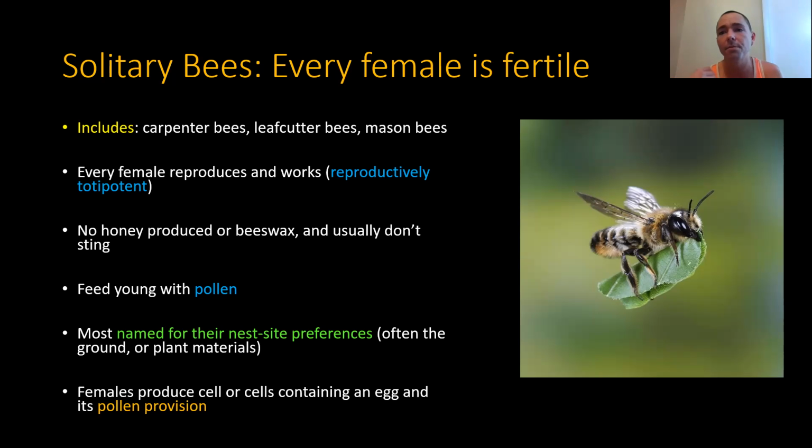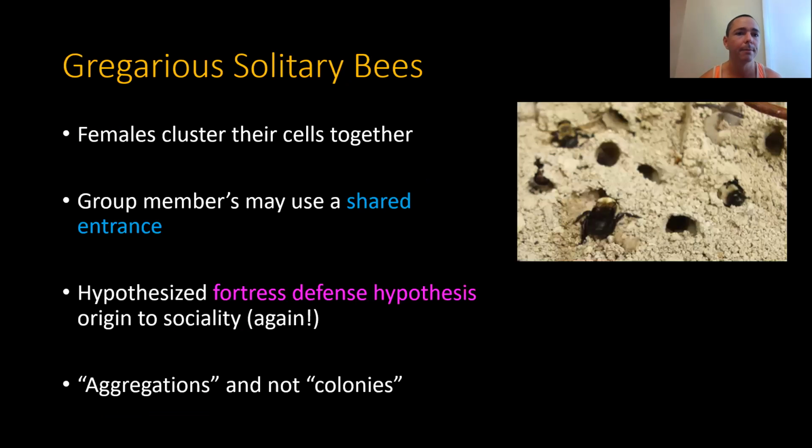Most of these families are described by their nest site preferences, which are usually in the ground or in plant material, and then they produce their own little cells inside of their nests that they create on their own, and they provision each cell with a bit of pollen, cap the cell so that the developing larva only eats that pollen that's been provisioned in there, and then it emerges as its own reproductively totipotent individual, usually the next year or later on in that season. So they cap their cells and they provision the amount of nutrients that each larva is going to need to pupate into a mature bee.